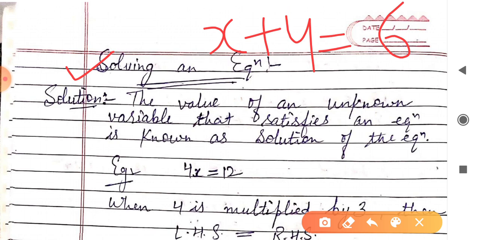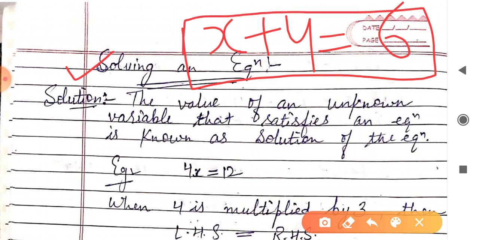Now next topic is solving an equation. Today we will solve the equation. How can we solve the equation? There are three methods to solve an equation. First of all, what is the meaning of solving an equation? Solving an equation means the variable which is present in the equation, we have to find the value of variable. The value of that variable is known as solution of the equation. When we find the value of variable, this is known as solving an equation.